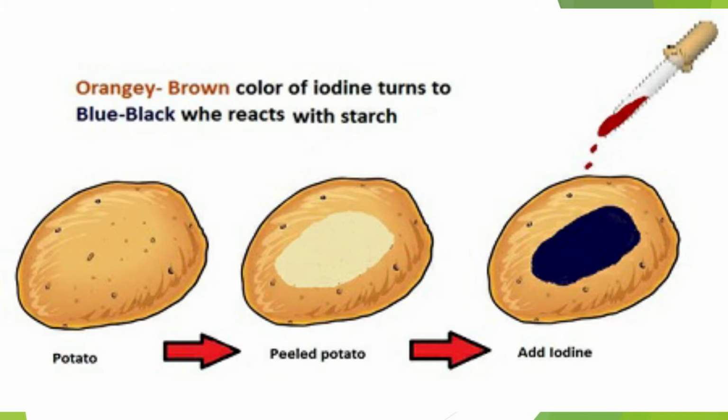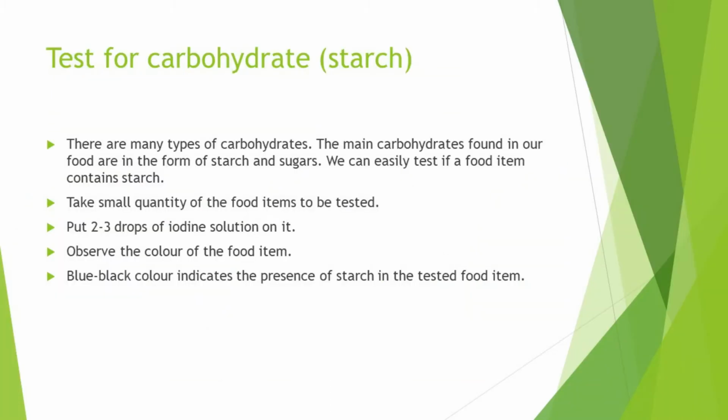So put 2-3 drops of iodine solution on it, and you will see that the color of the food item changes into blue-black color. It indicates the presence of starch in the food. So all cooked items or raw items can be tested with the help of iodine, and if the food changes into blue-black color, it shows that starch is present in the given food item.